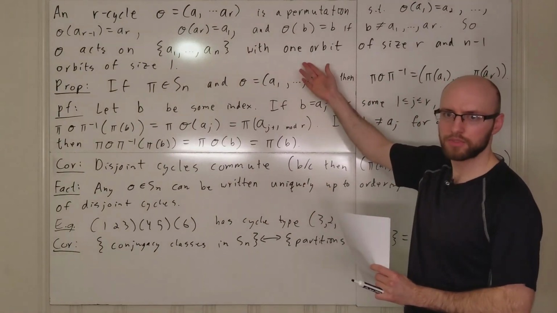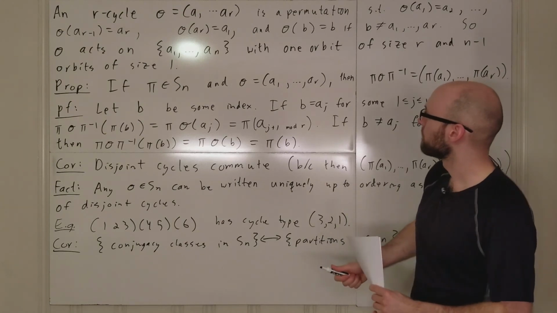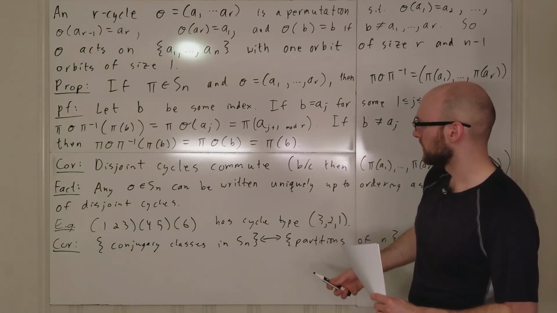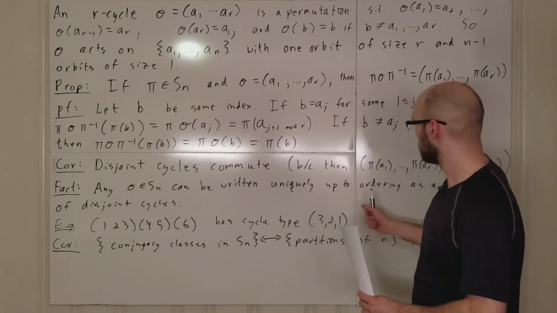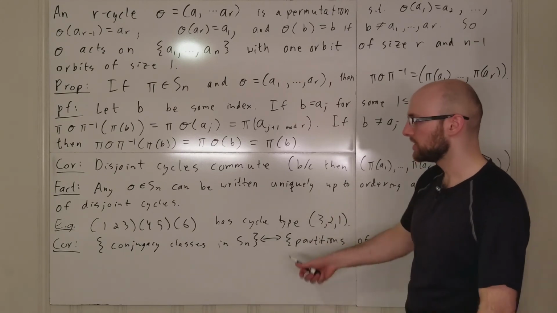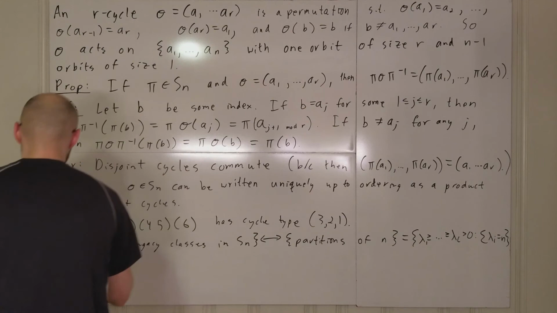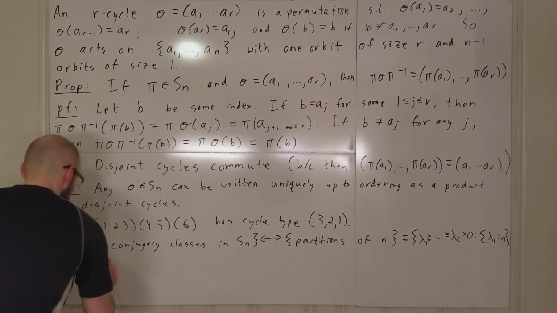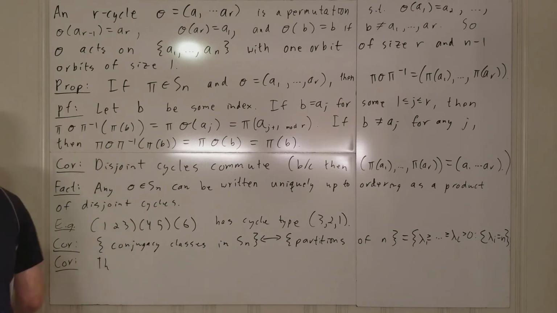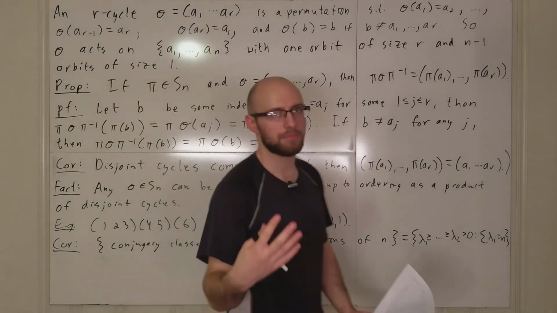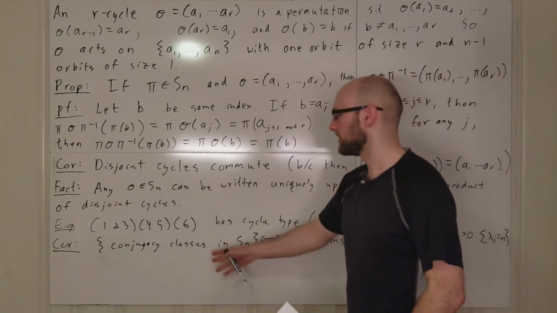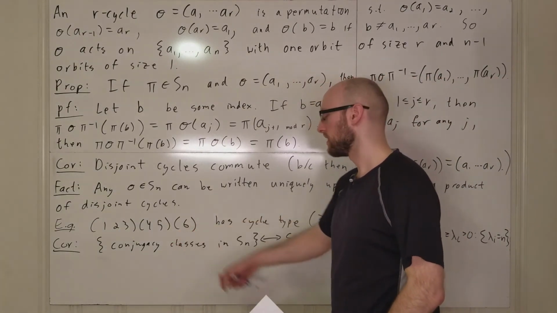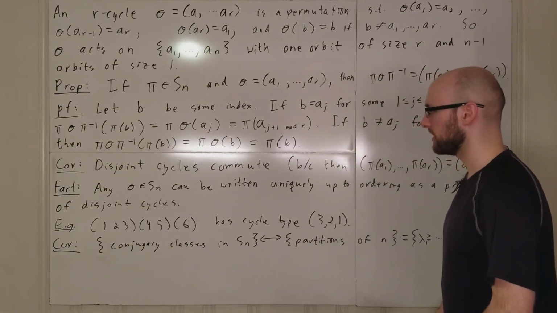Again, that all was assuming disjoint cycle types. And so I'll say this as a corollary: the conjugacy classes in Sn are precisely the partitions of n. If you take any element in Sn, its conjugacy class is going to be all things of the same cycle type.